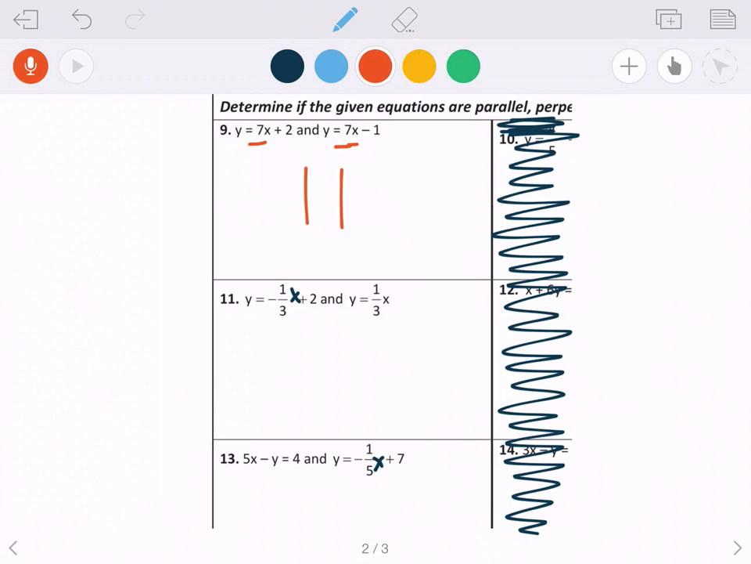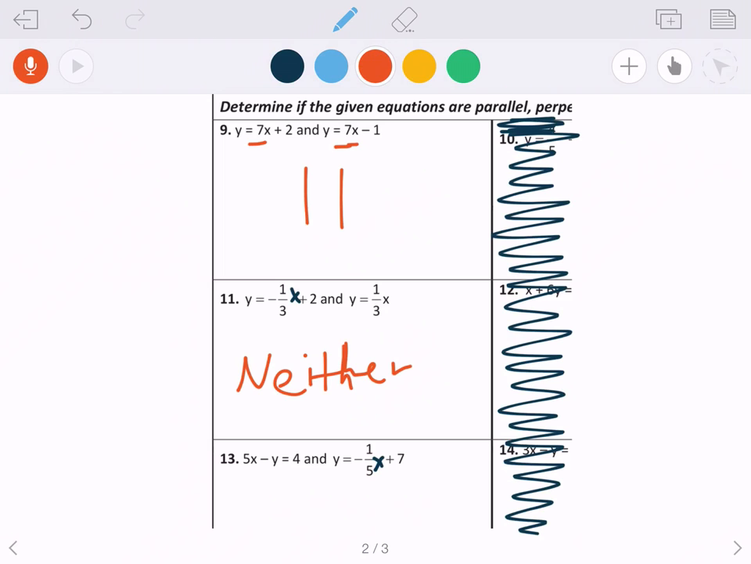Number 11, these are also both in slope-intercept form already. So this one's a little bit tricky. So the first equation is negative 1 over 3. The second one is positive 1 over 3. So those are not the same. One's negative and one's positive, so they're not parallel. Also, those are not reciprocals of each other. If they were to be reciprocals, then one would be 1/3 and one would be 3 over 1, but they're both 1/3. One's negative. So those are not perpendicular either. So your answer for that is going to be neither parallel nor perpendicular.